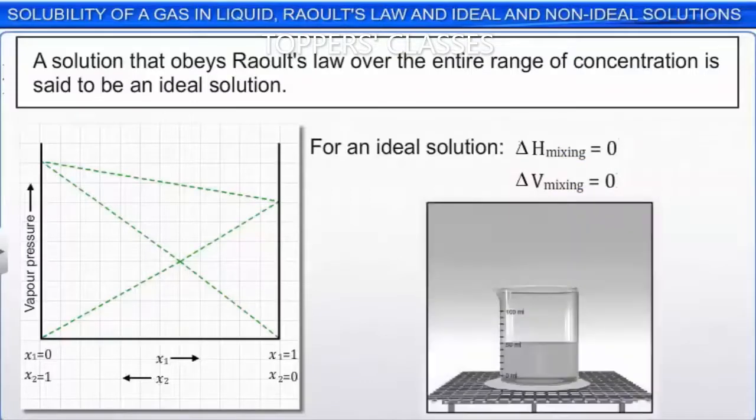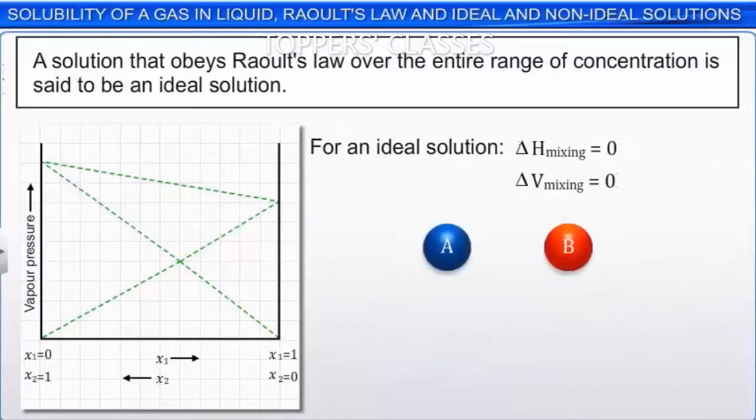For example, if 50 ml of hexane is mixed with 50 ml of heptane, the volume of the solution obtained is exactly 100 ml, and no heat is evolved or absorbed in the process. At the molecular level, the ideal behavior can be explained in terms of the intermolecular attractive interactions between the two components. If A and B are two components, then in an ideal solution, the magnitude of A-B interactions will be the same as the magnitude of A-A and B-B interactions.